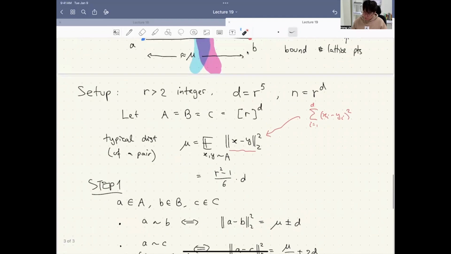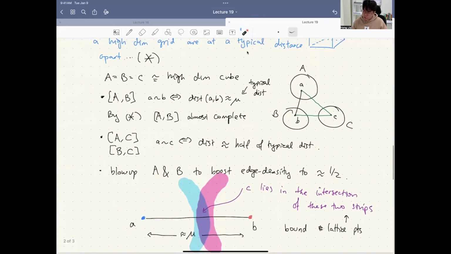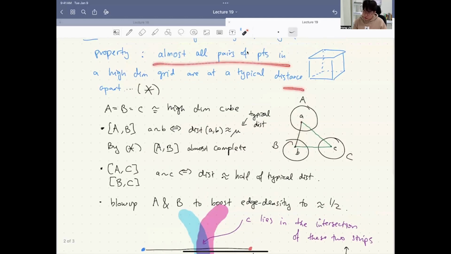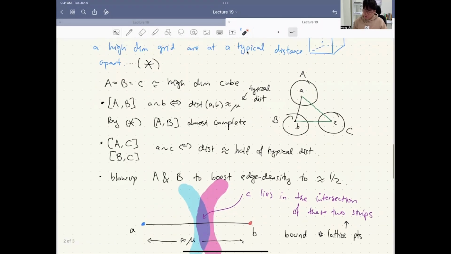So what are the things you have to verify? Well, first of all, between A and B, it's almost complete, which is basically this counterintuitive property: almost all pairs of points are at the typical distance apart. And that's the first thing.